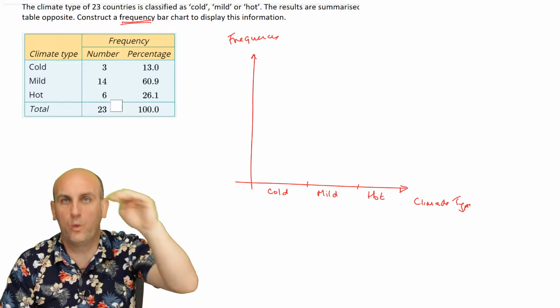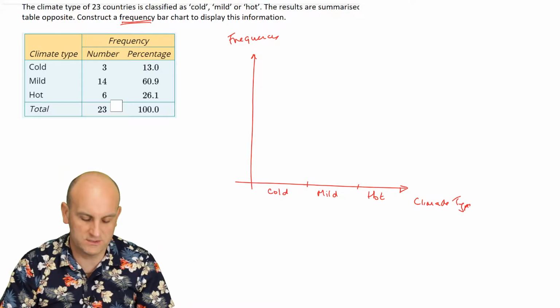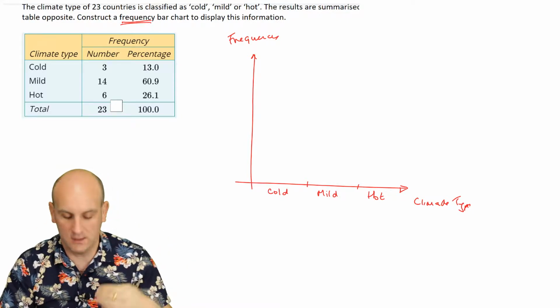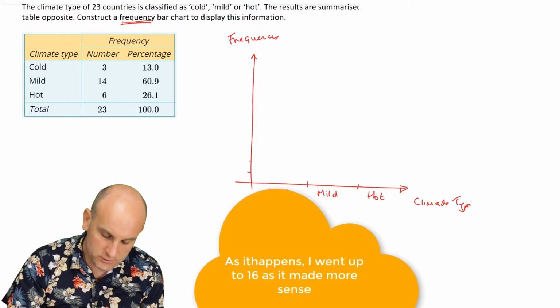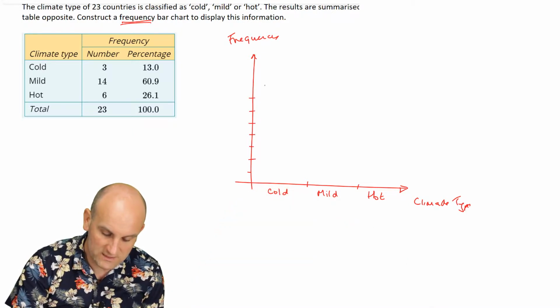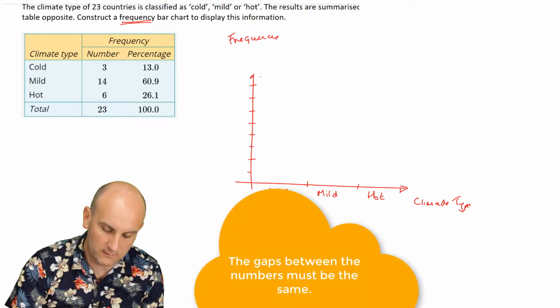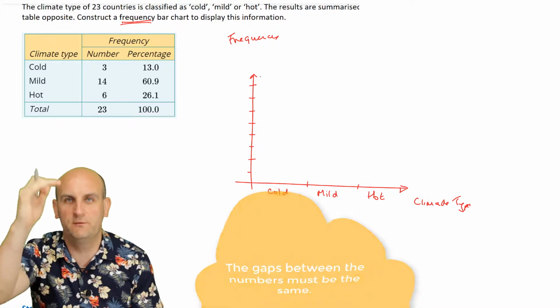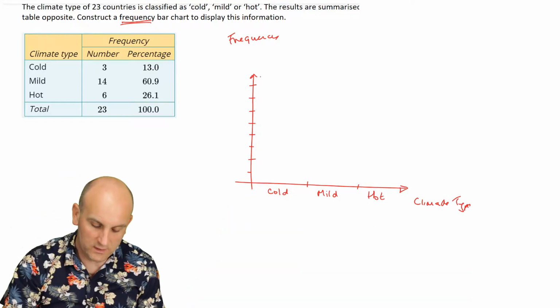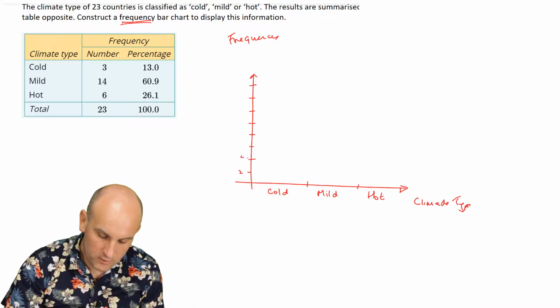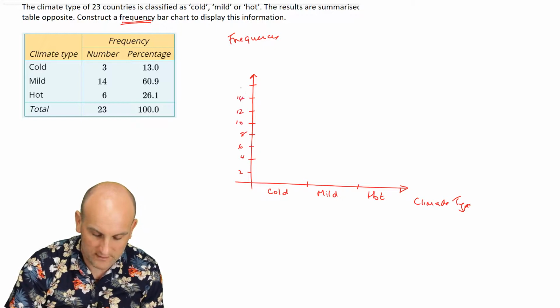I tend to go 1 higher just to make my graph look awesome. So I'm going to go up to 15. So I'm going to go up in twos: 2, 4, 6, 8, 10, 12, 14, and 16. Now, my graph is a little bit high there, so I'm going to rub it out and put my arrow there. If I wanted to, I'd move the frequency down. So, I'm going to go up in 2s: 2, 4, 6, 8, 10, 12, 14, and 16.